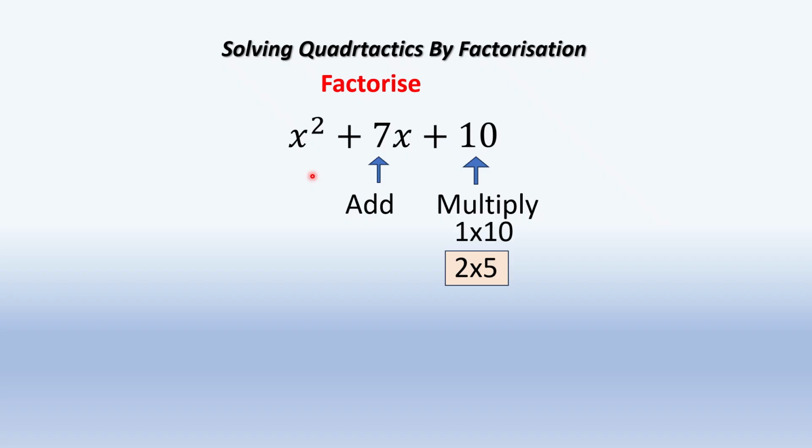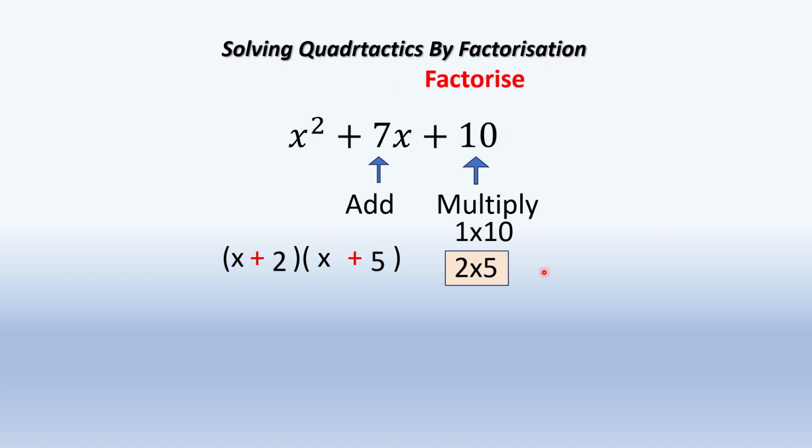Once you know the numbers, just open these brackets and write x in them. And then the first one is positive 2, it's not negative. And the second one is positive 5, so it's just x plus 2 and x plus 5. That's it, you did factorize this quadratic, and that's everything.